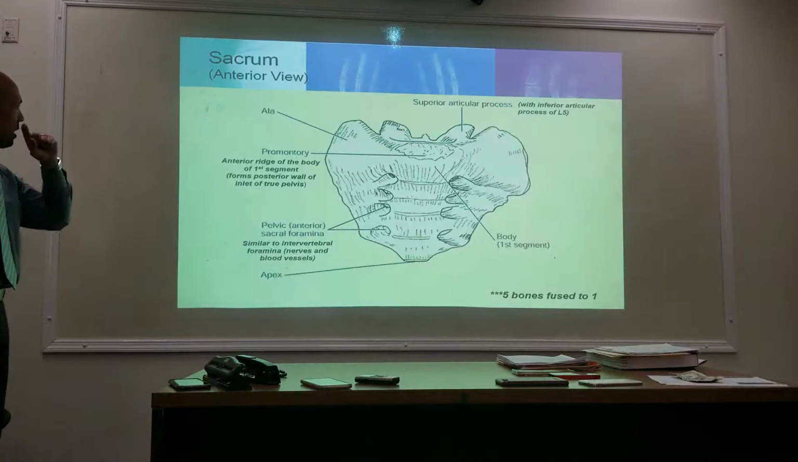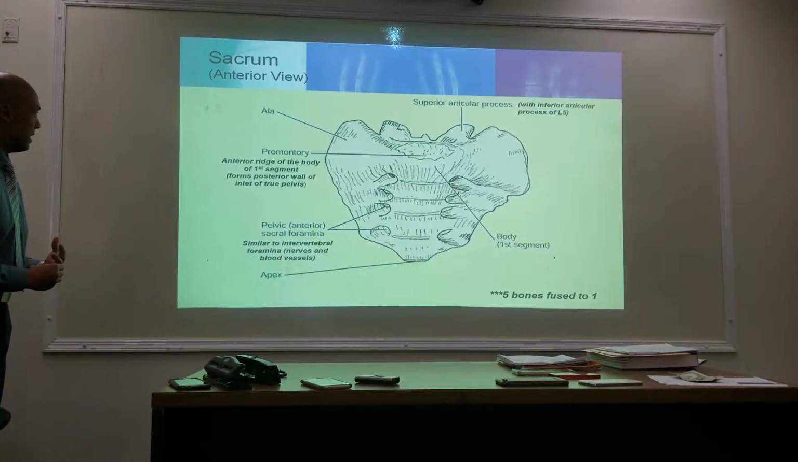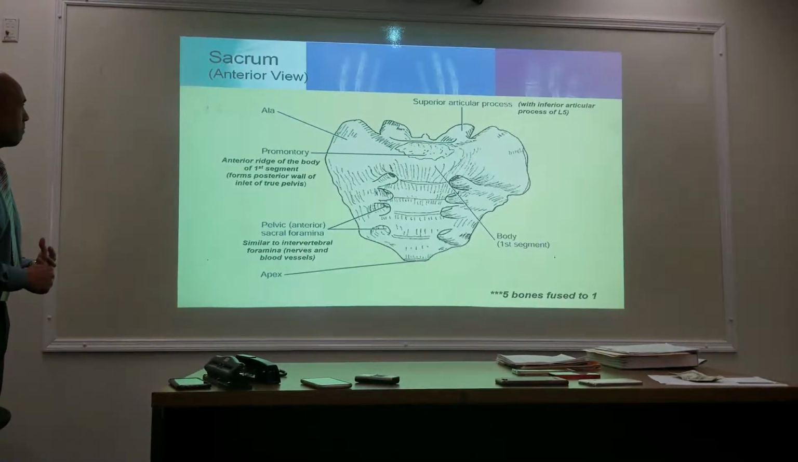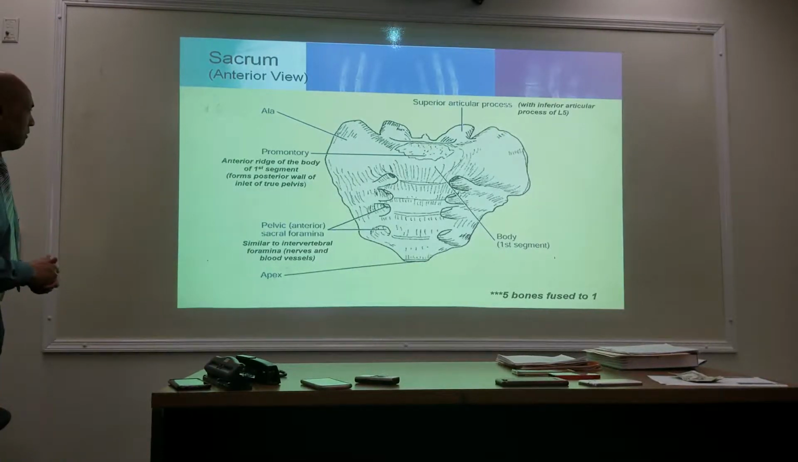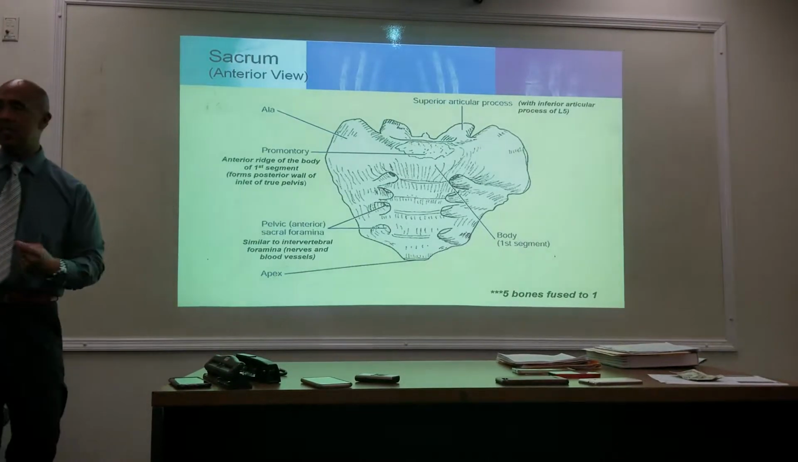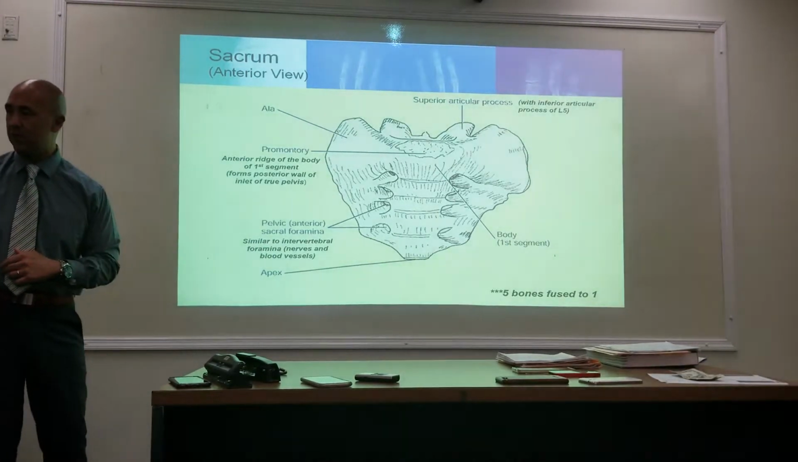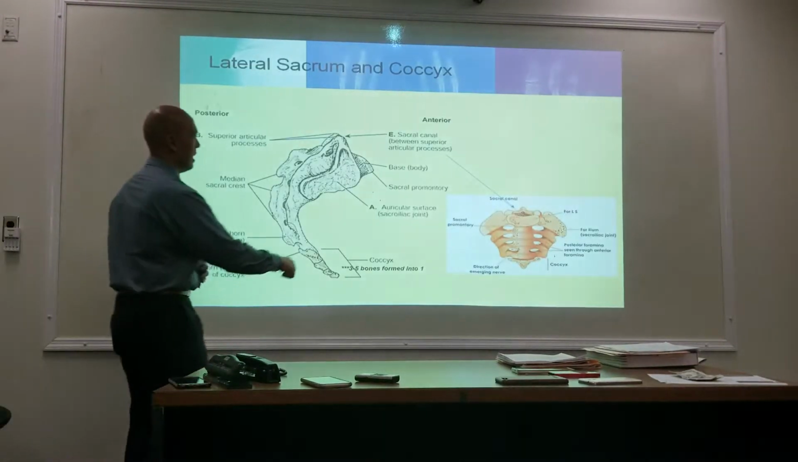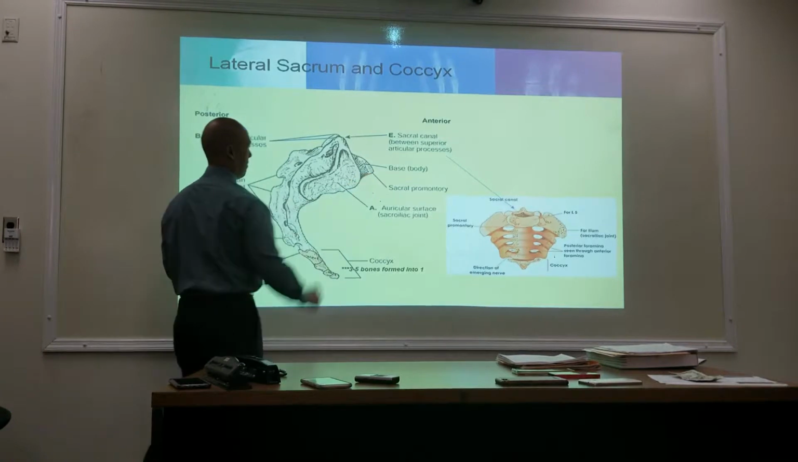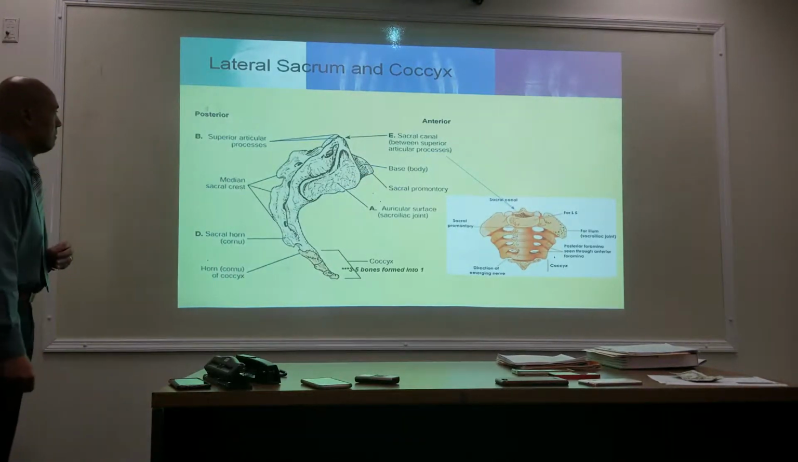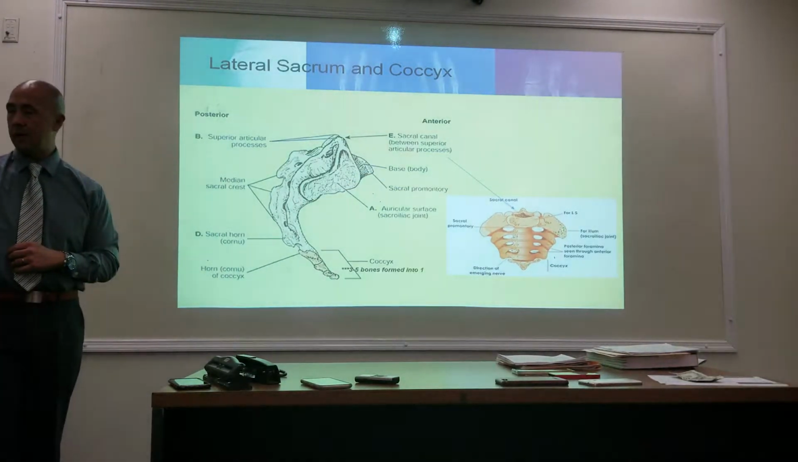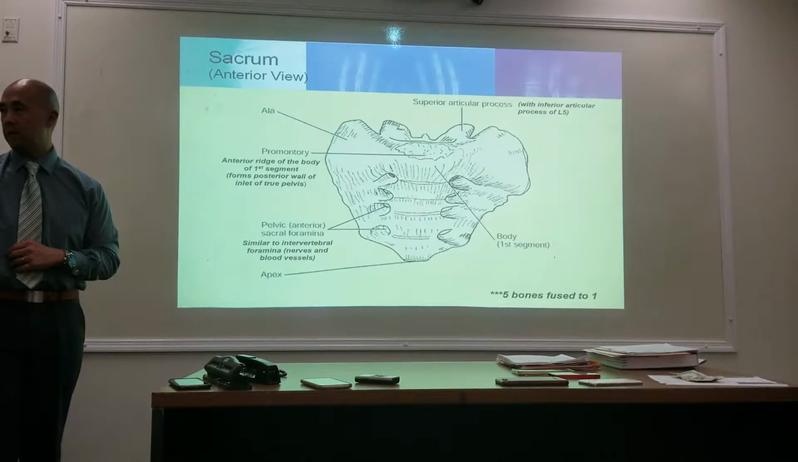Okay. The promontory is the anterior ridge of the body of the first segment of the sacrum, and it forms the posterior wall of the inlet of the true pelvis. It's kind of hard to see it in this view, but again, it's talking about the anterior ridge. So if we look at this next image, this is the sacral promontory. Okay, so it's the ridge of the first segment. Let me go back here for this real quick.